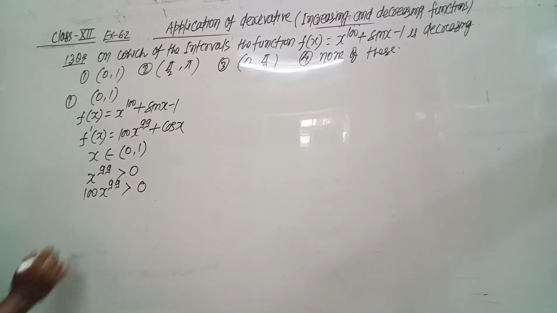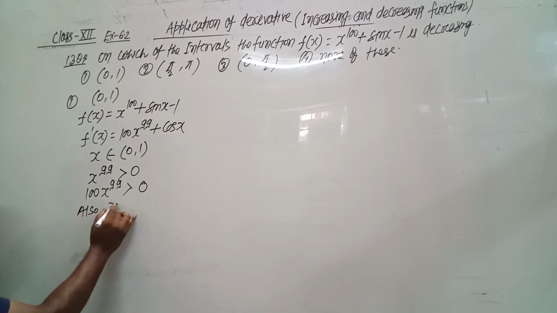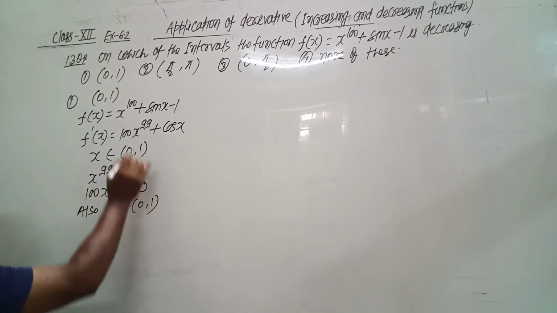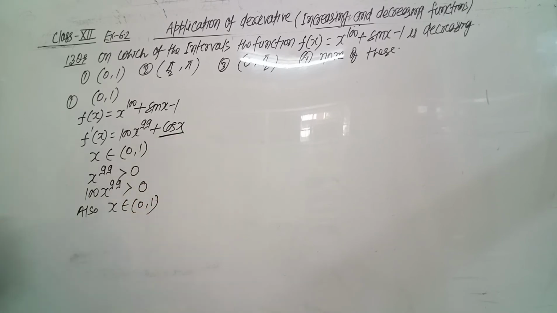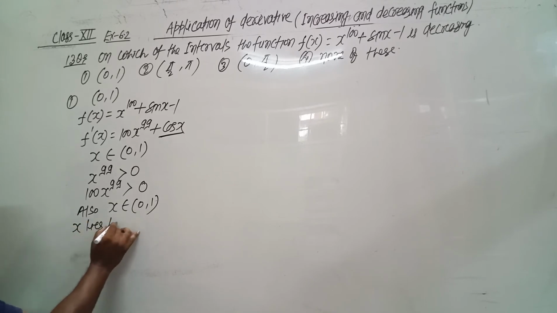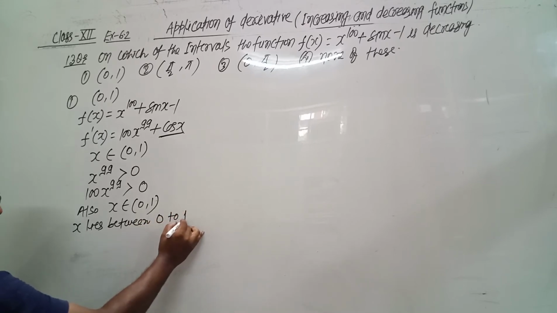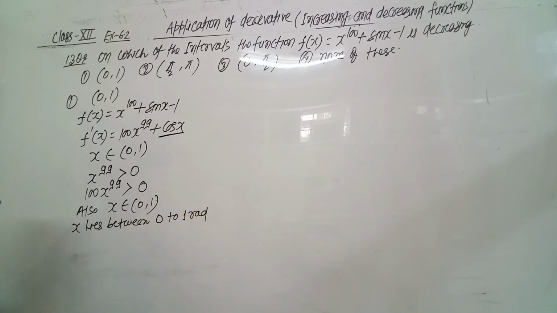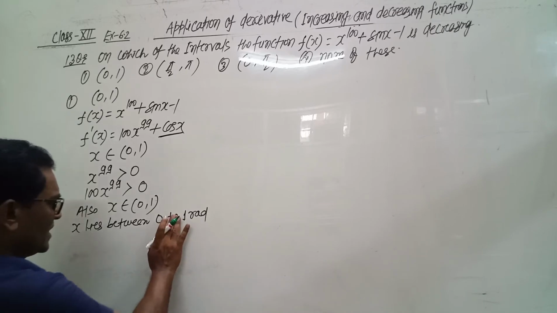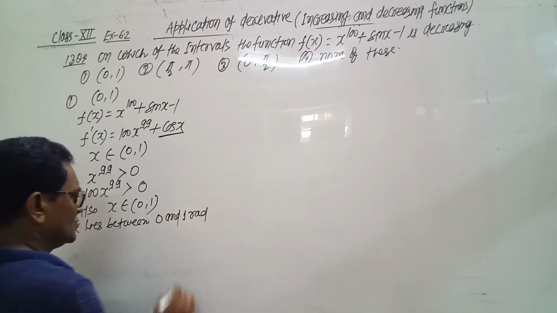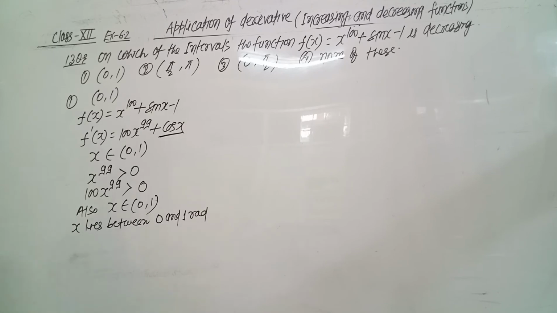Also x belongs to 0 to 1. Now we see for cos x. So x belongs to 0 to 1. It means x lies between 0 to 1 radian. This is the radian value 0 to 1. x lies between 0 and 1 radian.